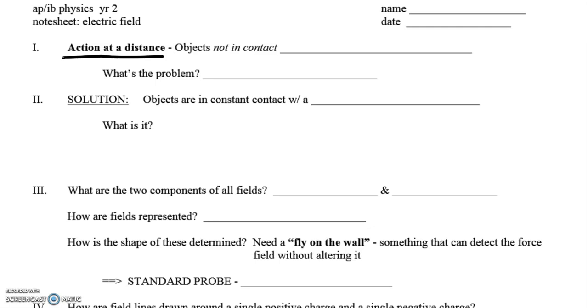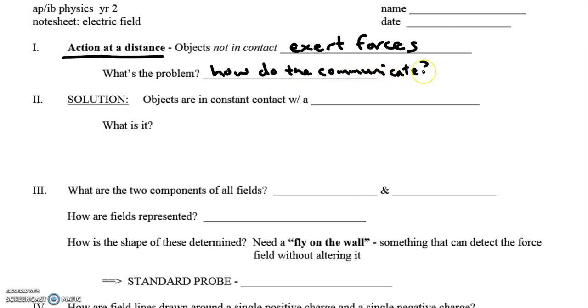How do they communicate? So that's the action at a distance, it's called. So objects not in contact exert forces. Okay, so what's the problem? How do they communicate? And again, I said that Newton could not give an answer, but he knew his theory of gravity, the GMm over r squared, had something to it because it could predict Kepler's laws of planetary motion beautifully.